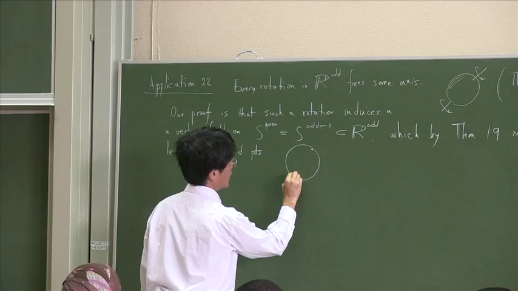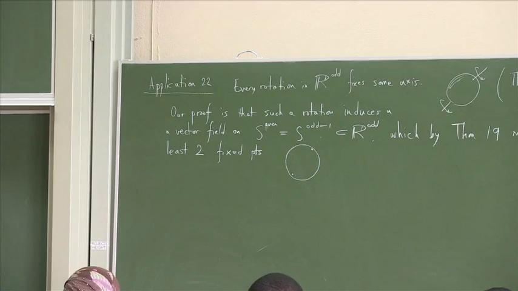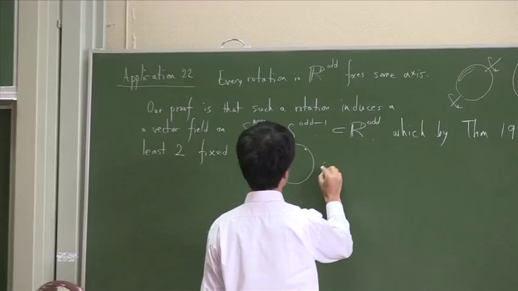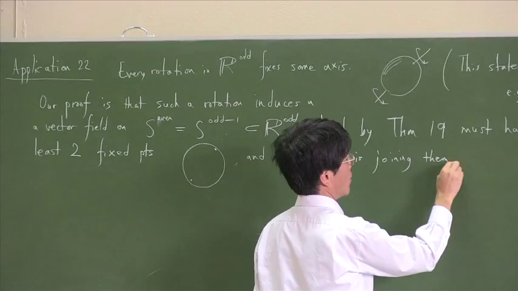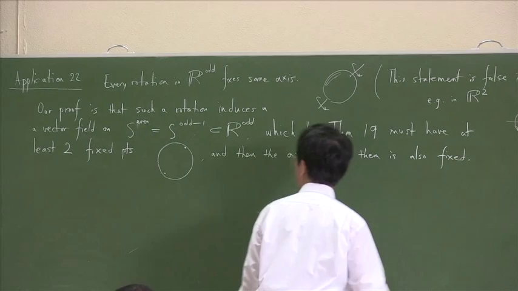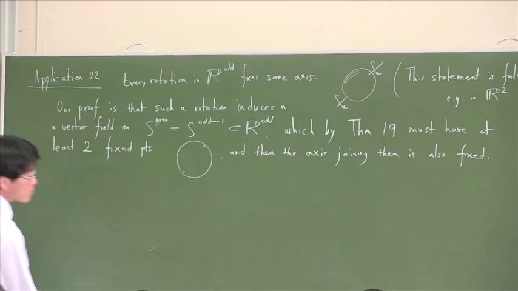But you see, if those two fixed points are fixed, then the entire axis that connects those two points must be fixed as well, because it's a rotation, it's a Euclidean motion. And then the axis joining them is also fixed. Okay. So you can see that in all odd-dimensional spaces, a whole axis is fixed by every rotation. It's not true, as I emphasize, in even-dimensional spaces. That's our first application. Okay. Second application.